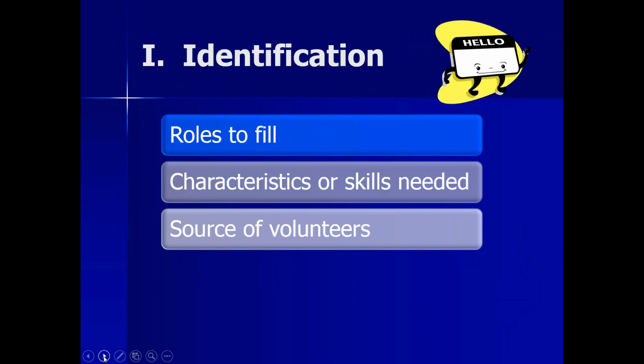The first is identification, which has 3 main components. The first things we need to think about are what volunteer roles we need to fill, what characteristics or skills are needed in those volunteer roles, and where we are going to find volunteers who have those skills, and who will also best align with the identified roles that we're trying to fill.